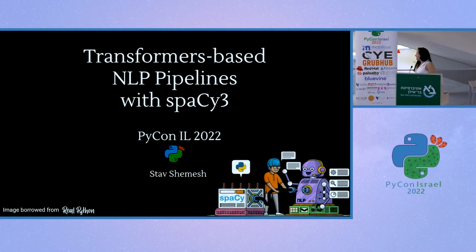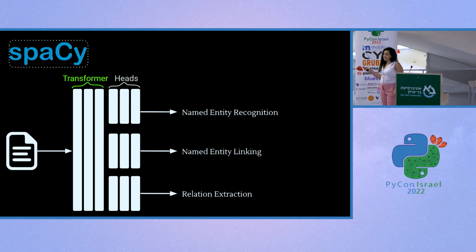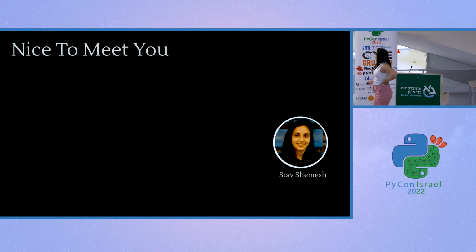This talk is about transformers in natural language processing and a Python package called SpaCy. We are going to see a transformer model that can perform multiple NLP tasks. We're going to use SpaCy to implement that. It should be fairly simple and it should all come together. So let's get started.